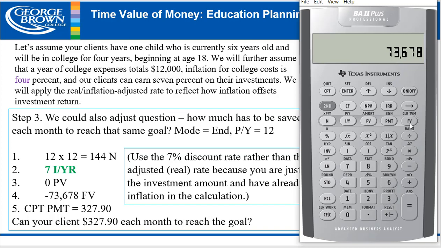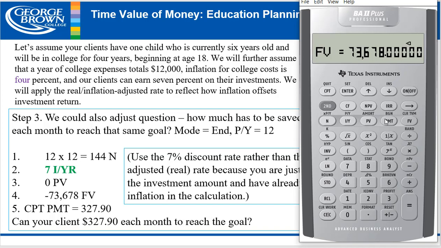$73,678. We did some rounding, so that's going to give us a slightly different number than we saw in Excel, if you've got a keen eye, because in Excel it's not doing any rounding. But here we put that as our future value. That's how much we need at the beginning of the 4 years of education in order to be able to fund all 4 years of that education.